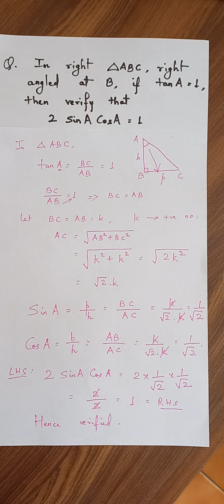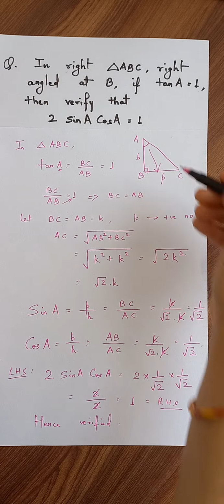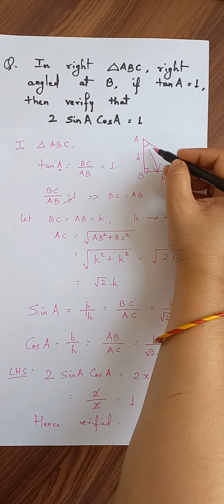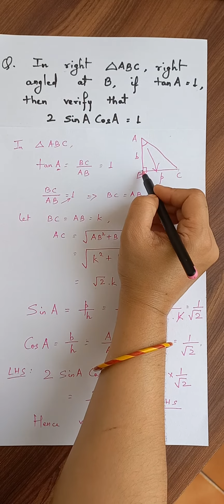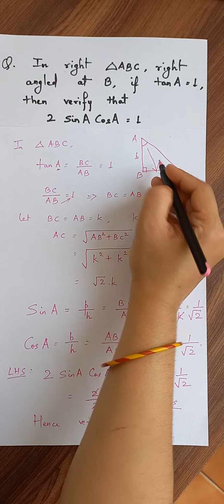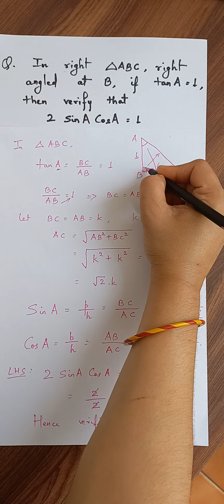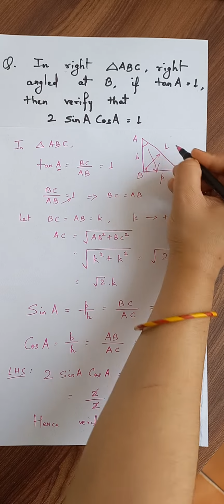In case of trigonometry, whatever acute angle you are considering, the side opposite to that angle. Side opposite to that angle means what? That side in front of that angle will be considered as perpendicular, and the other one will automatically become base, and then the side opposite to 90 degrees will always be hypotenuse.